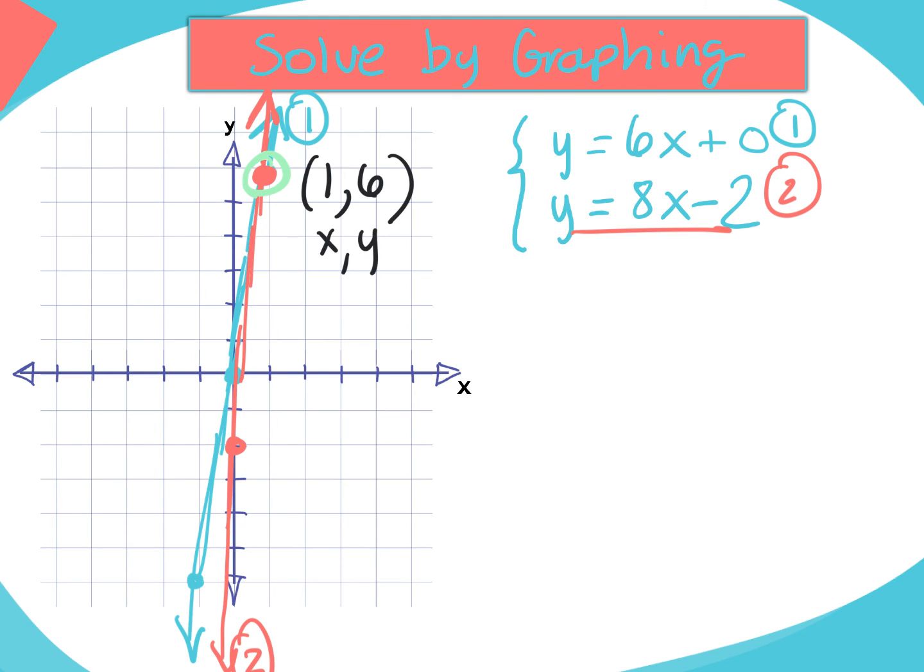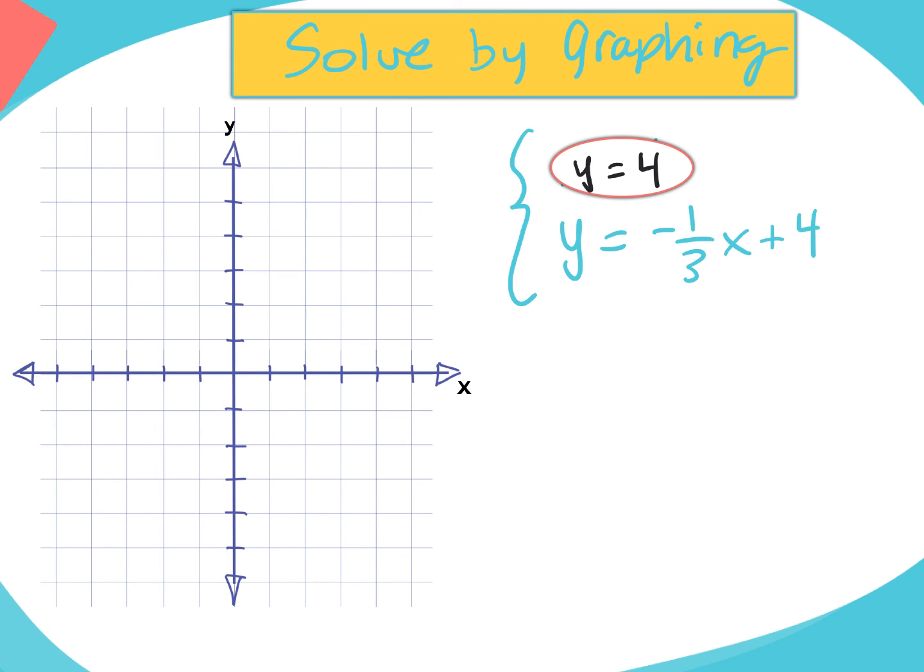Okay, let's look at another. Okay, so here, notice we have this equation y equals 4. I've highlighted this because this is one of our special ones as well. This actually follows that y equals mx plus b, and what they're telling you is your y-intercept is 4 and your slope is 0. So you can graph that, and we'll just call that equation number 1. And then your second equation also has a y-intercept of 4. We'll do this as equation 2, and it has a slope of -1/3.